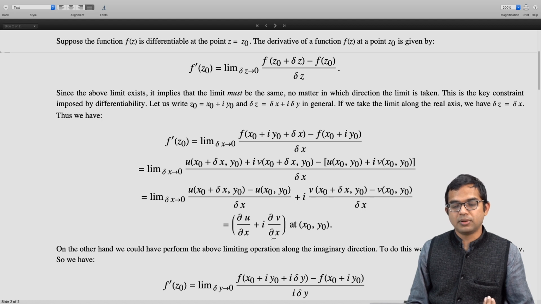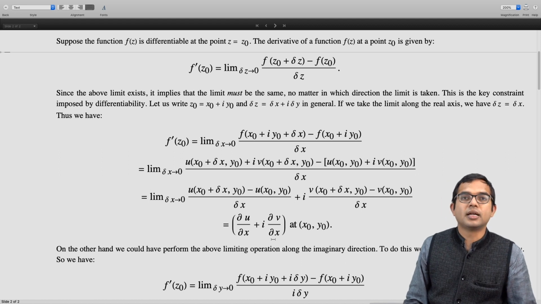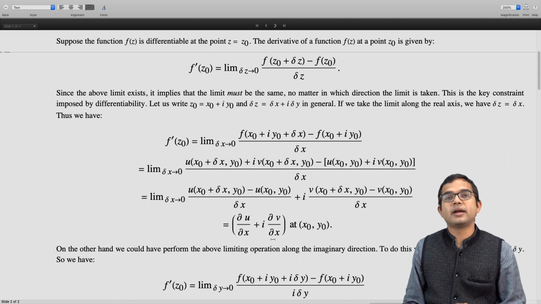F of, now in place of z naught plus delta z, I'll put x naught plus I times y naught plus I times delta y. Right? So z naught is of course just x naught plus I times y naught, but delta z is I times delta y.